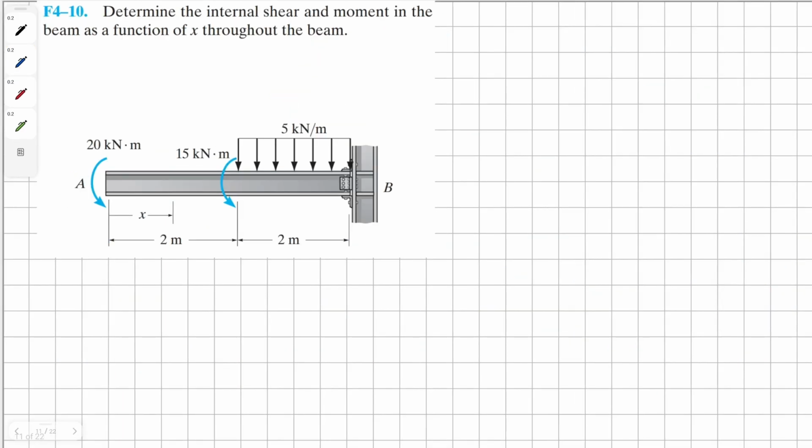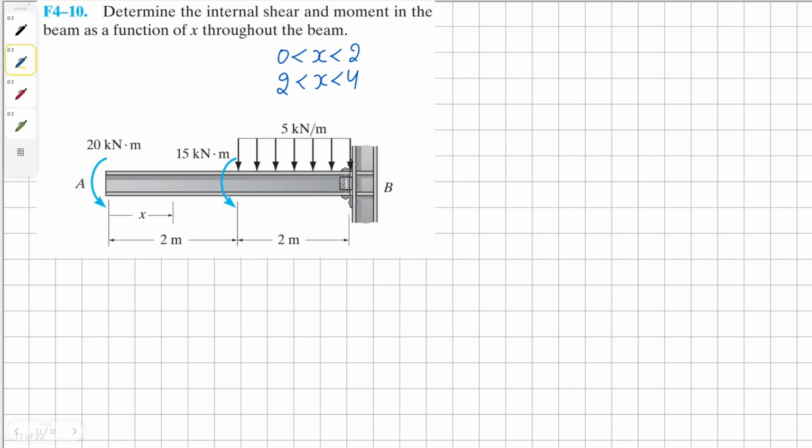And determine the internal shear and moment in the beam as a function of x throughout the beam. Looking at this beam, we need to realize that we need to solve for this beam in 2 stages. One would be between 0 and 2, and the second would be from 2 till 4.